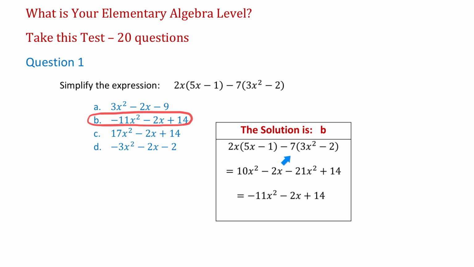To simplify this expression, first we need to remove the parentheses and then combine the like terms. 2x times 5x is 10x squared, 2x times negative 1 is negative 2x, negative 7 times 3x squared is negative 21x squared, and negative 7 times negative 2 is positive 14. Then we'll combine the like terms 10x squared and negative 21x squared. Together they make negative 11x squared. Then we bring down minus 2x and plus 14. And now let's move to question 2.